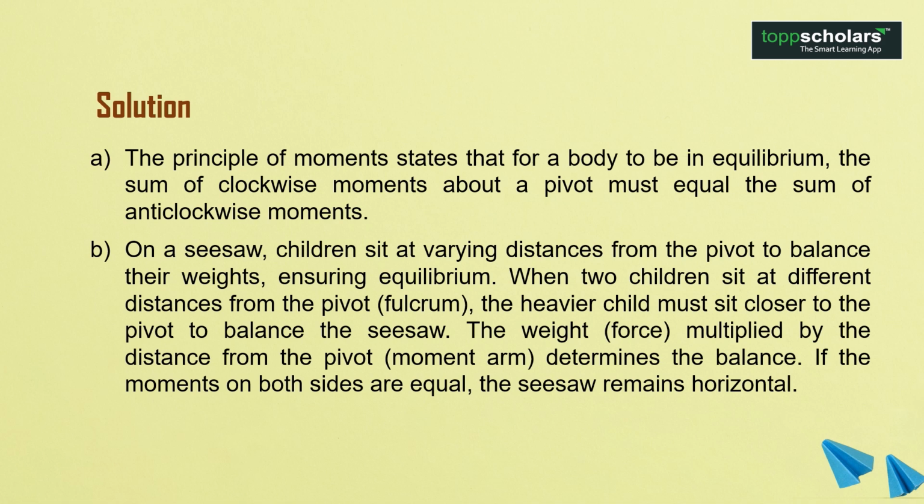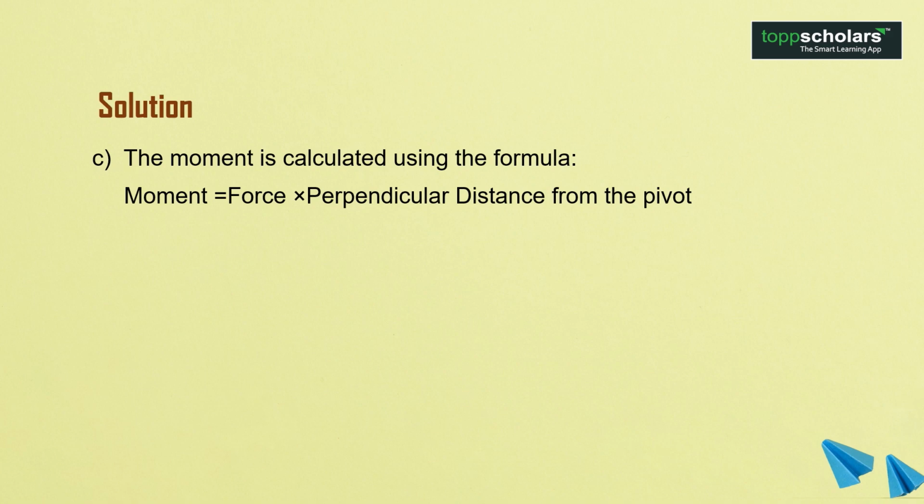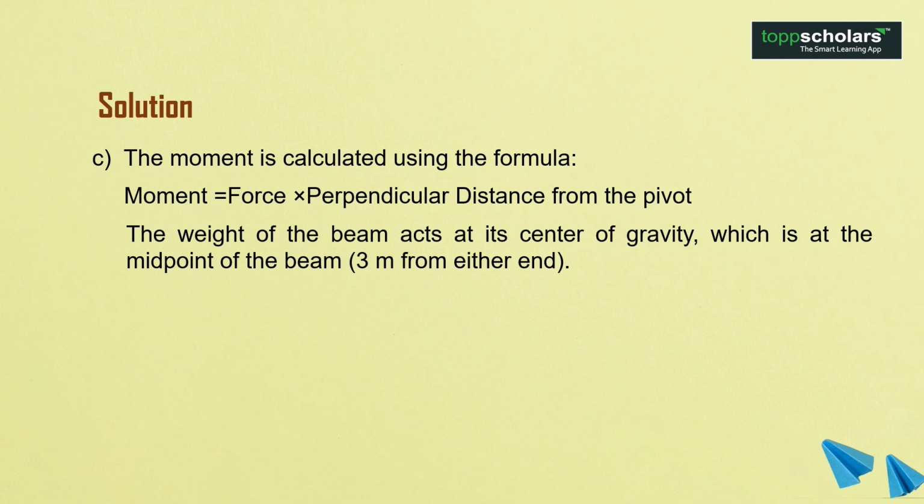The weight, that is force, multiplied by the distance from the pivot, which is the moment arm, determines the balance. If the moments on both sides are equal, the seesaw remains horizontal. The moment is calculated using the following formula, that is, moment is equal to force multiplied by perpendicular distance from the pivot.